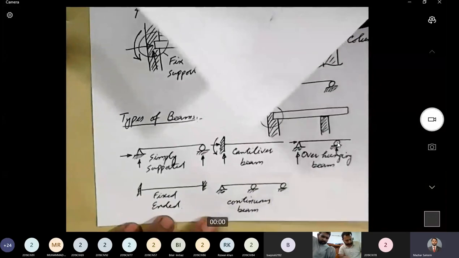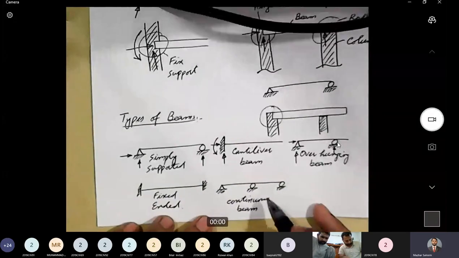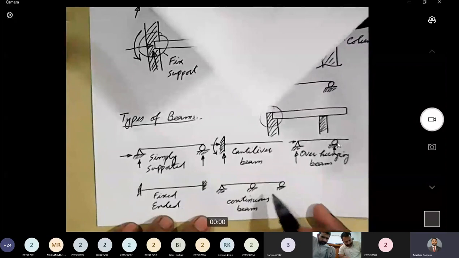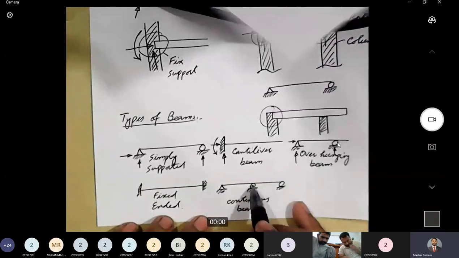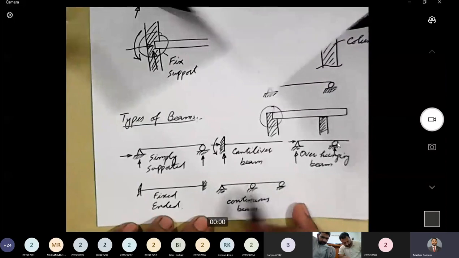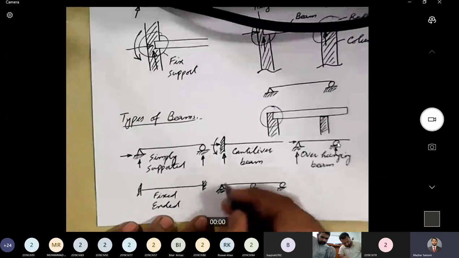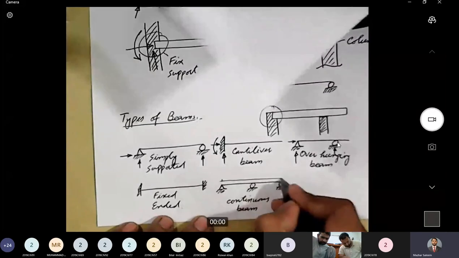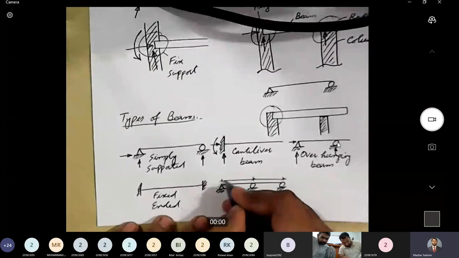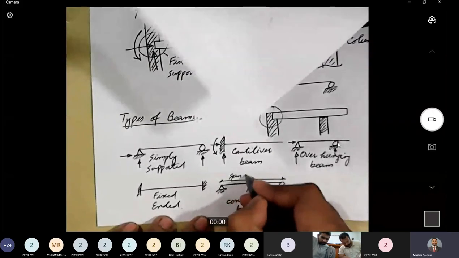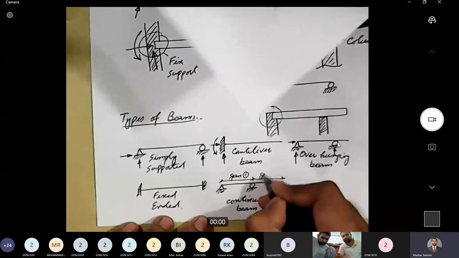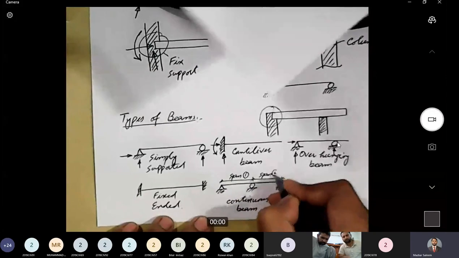Continuous beam. Now, what is a continuous beam? A continuous beam is one that has more than one span. The distance between two consecutive supports is termed a span. So this is span 1 and this is span 2.